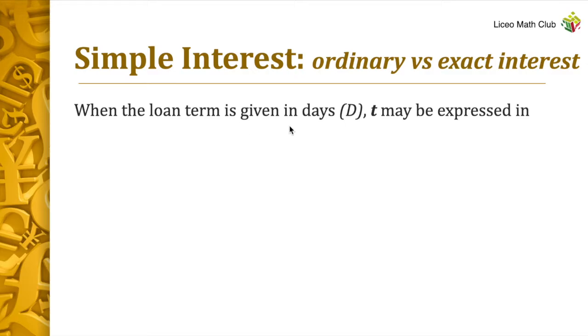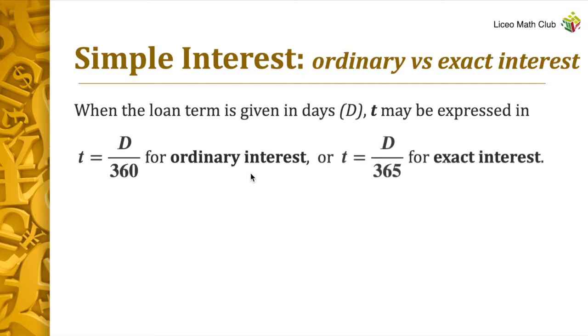When the loan term is given in days, we denote that as capital letter D. Our T, time, may be expressed in two ways: T is equal to D over 360, that is for ordinary interest, or T equals D over 365 for exact interest. This is called ordinary interest because we're assuming that for every month there are 30 days. So, 30 days a month times 12 months a year gives us 360 days in a year.